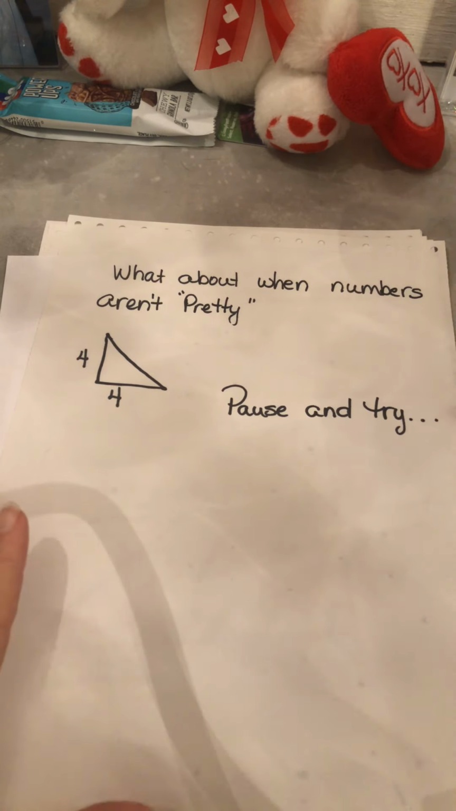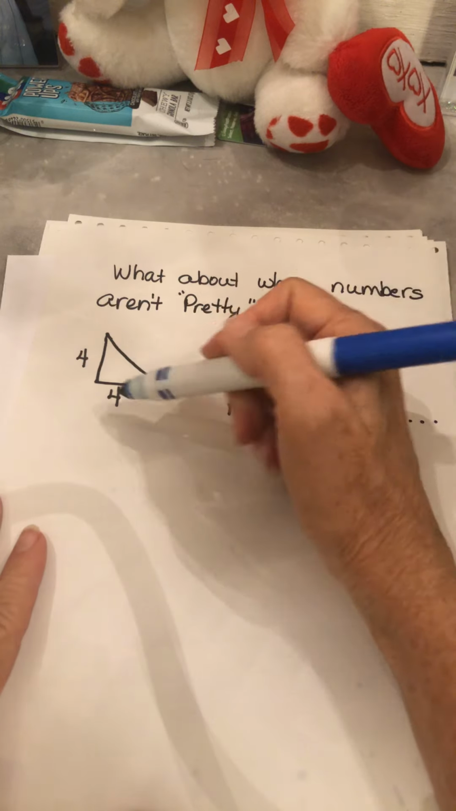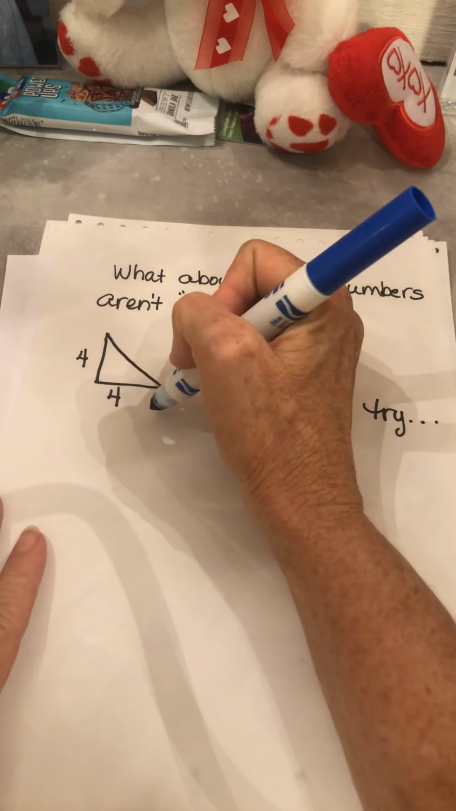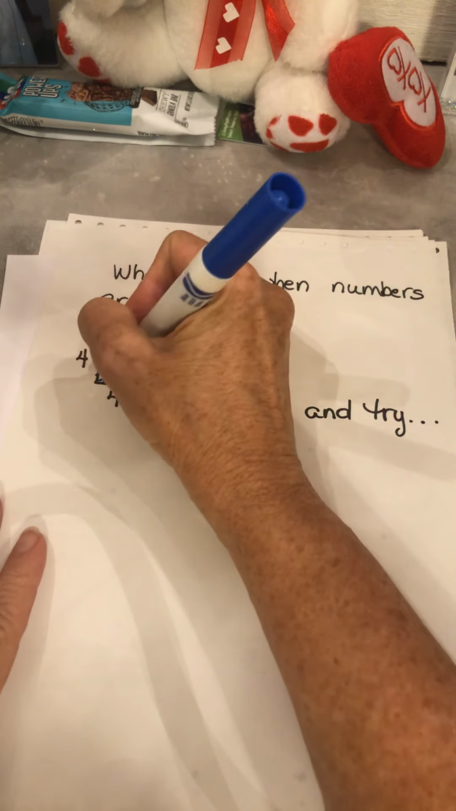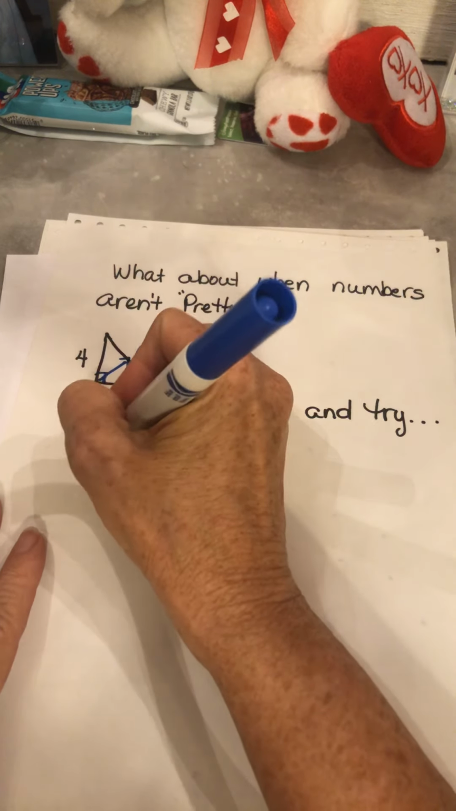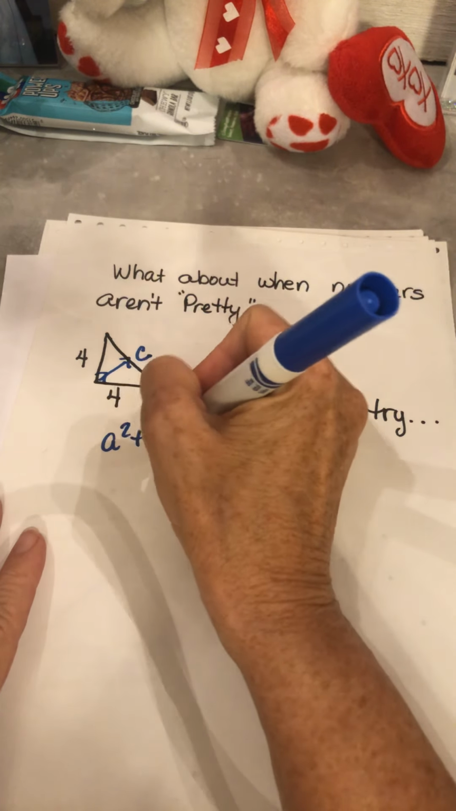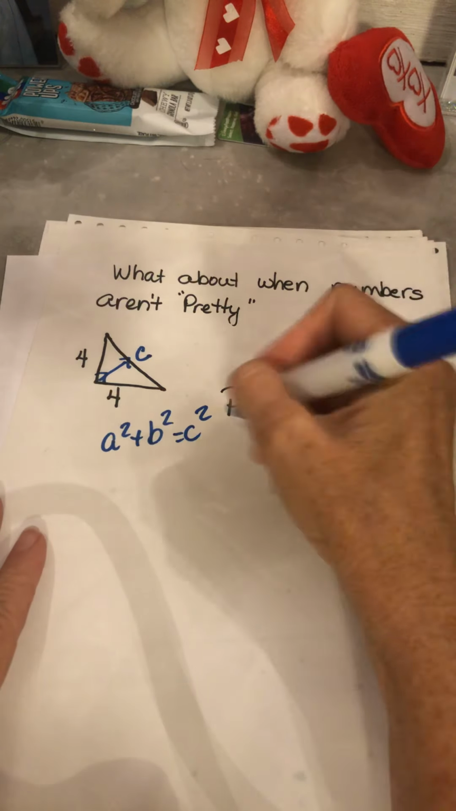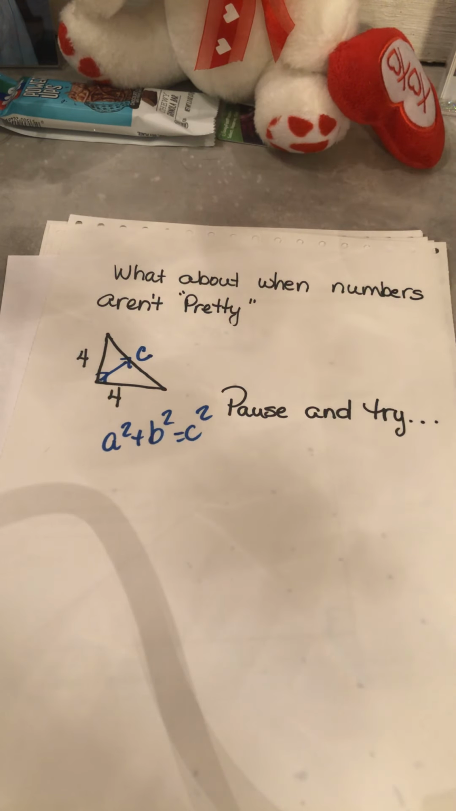All right, so what about when numbers aren't pretty, like this one? This one, both sides are 4. We're missing the hypotenuse. So I'm going to be writing a squared plus b squared equals c squared. I got an idea. You guys pause and try it, and I'll see you back here in a second.